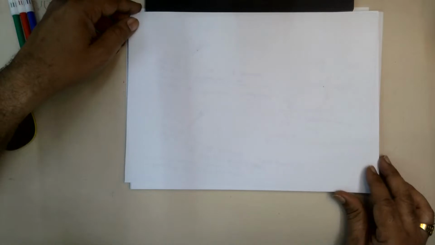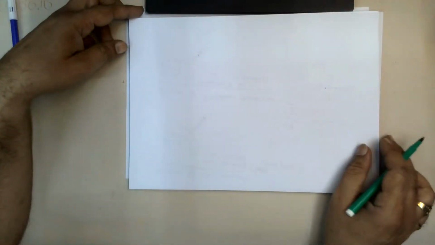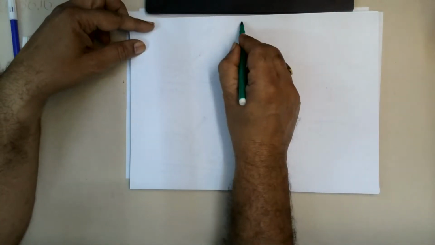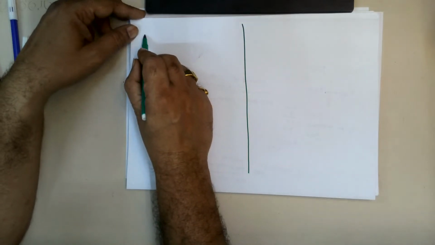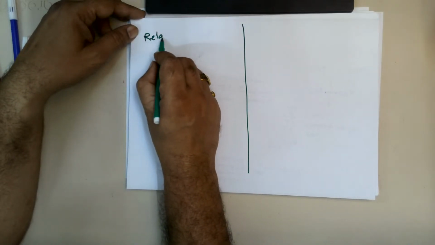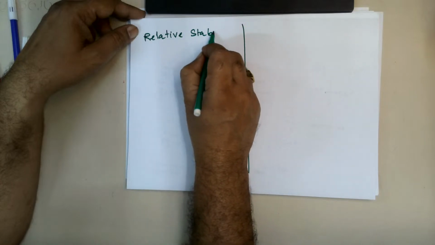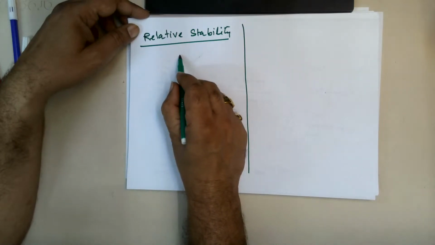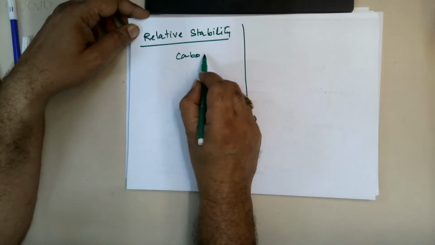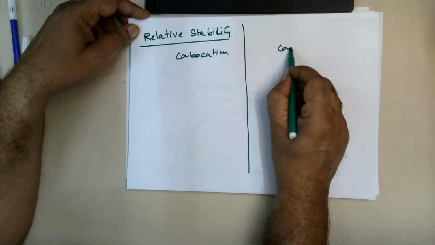Now let us talk about the relative stability of alkyl carbocations and carbanions. So here, the relative stability of carbocation, and here we'll discuss carbanion.